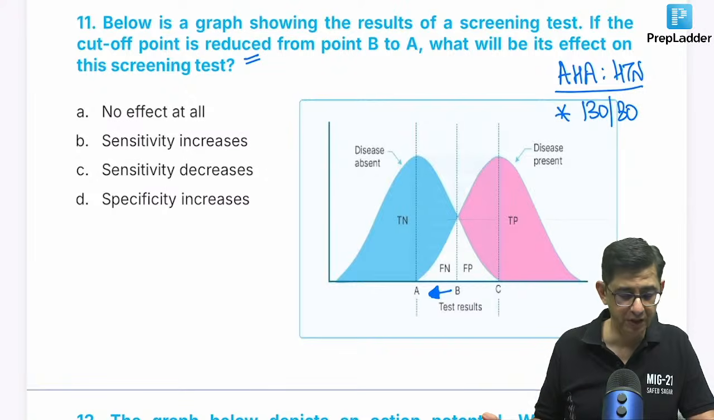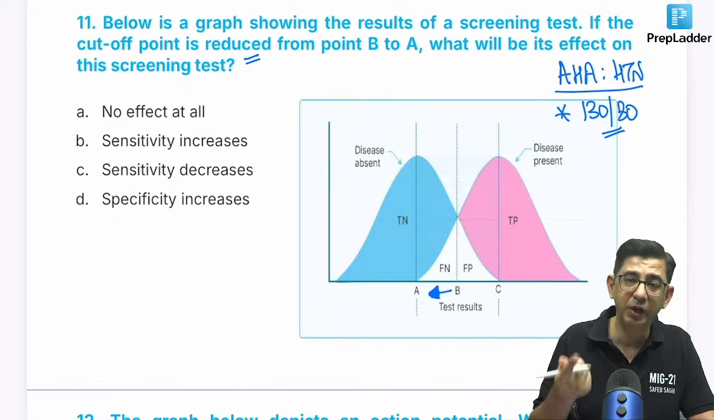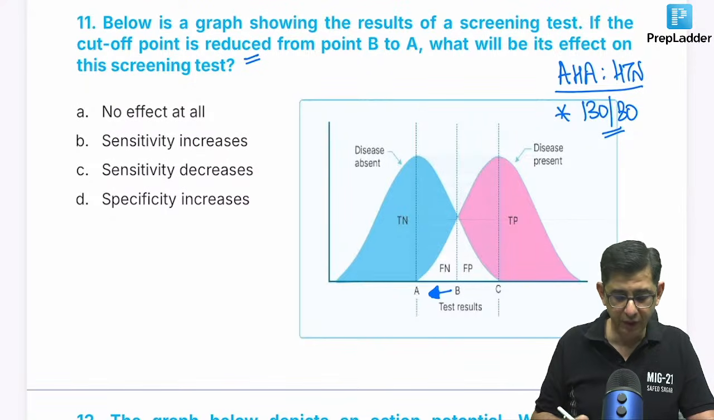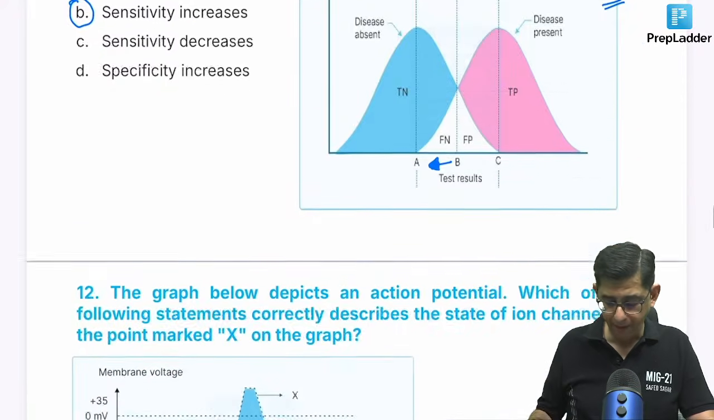Hypertension is a silent killer, so you need to decrease the threshold for detection, and if you decrease the threshold for detection, then more people can be identified, and therefore the sensitivity in this part will increase. So the correct answer for the 11th one is option B. Pretty straightforward one. Okay.